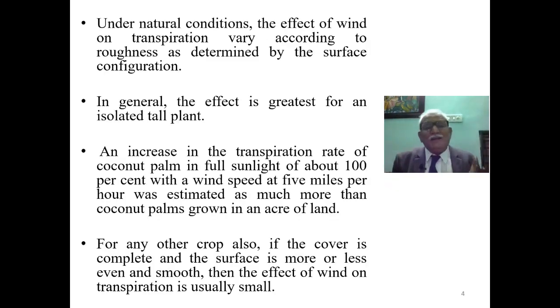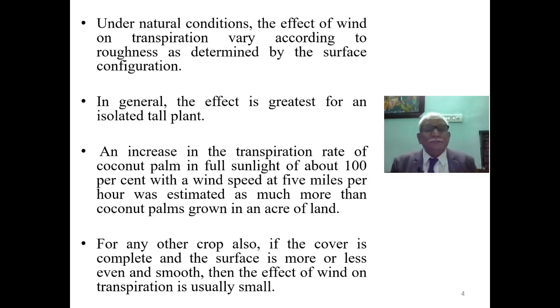Under natural conditions, the effect of wind on transpiration varies according to roughness as determined by the surface configuration of the canopy. For example, you take a crop canopy. The effect of wind on transpiration varies according to how much roughness is offered by the crop canopy. So that determines, under natural conditions, the extent of the effect of wind on transpiration. See these 2 points, fundamental.